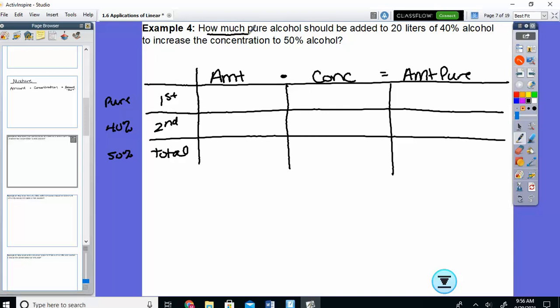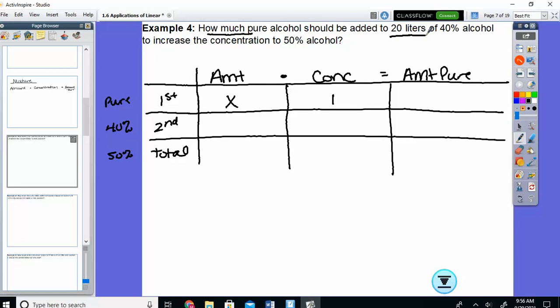So it starts out, how much pure alcohol? So do I know the amount of my first one? No, so that's my X. Concentration, this is my percent. If it's pure, what percent is it? 100. If you're going to put a percent in a problem, what do you have to do to it? Yeah, we have to put the decimal. So you always move your decimal back 2 places, so 100% would just be a 1.